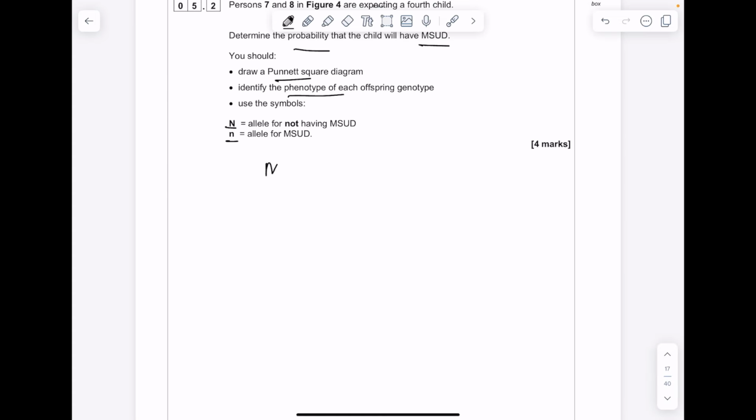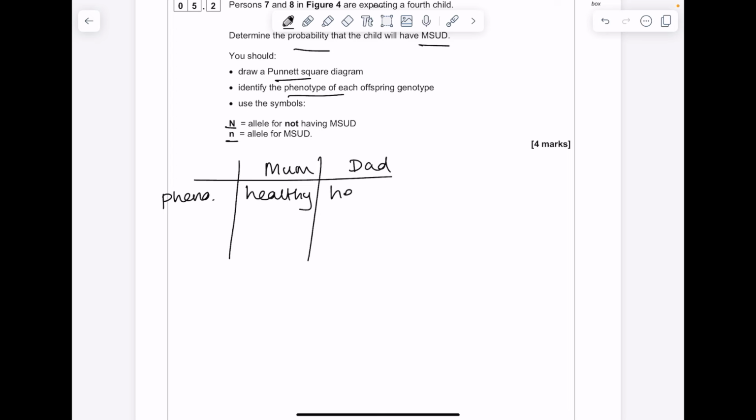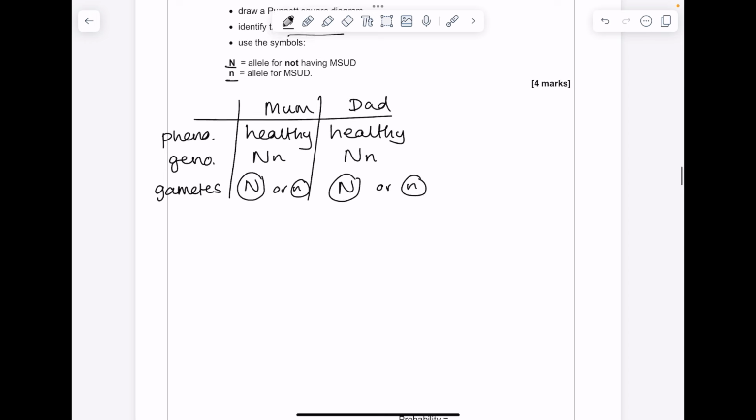Set out your answer like this. Start with the phenotype. They're both healthy. They don't have this disease. The genotype I've just worked out. This means that the gametes are as follows. The mother's eggs are either big N or small n. The father's sperm, big N or small n. Now you're ready to do your Punnett square.